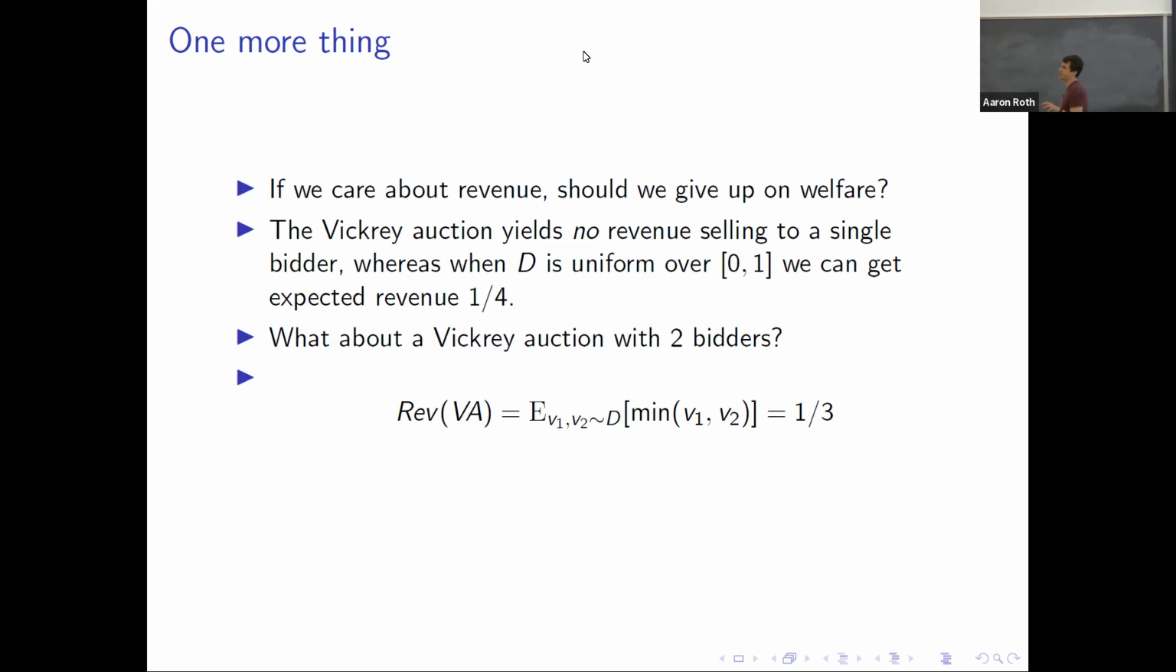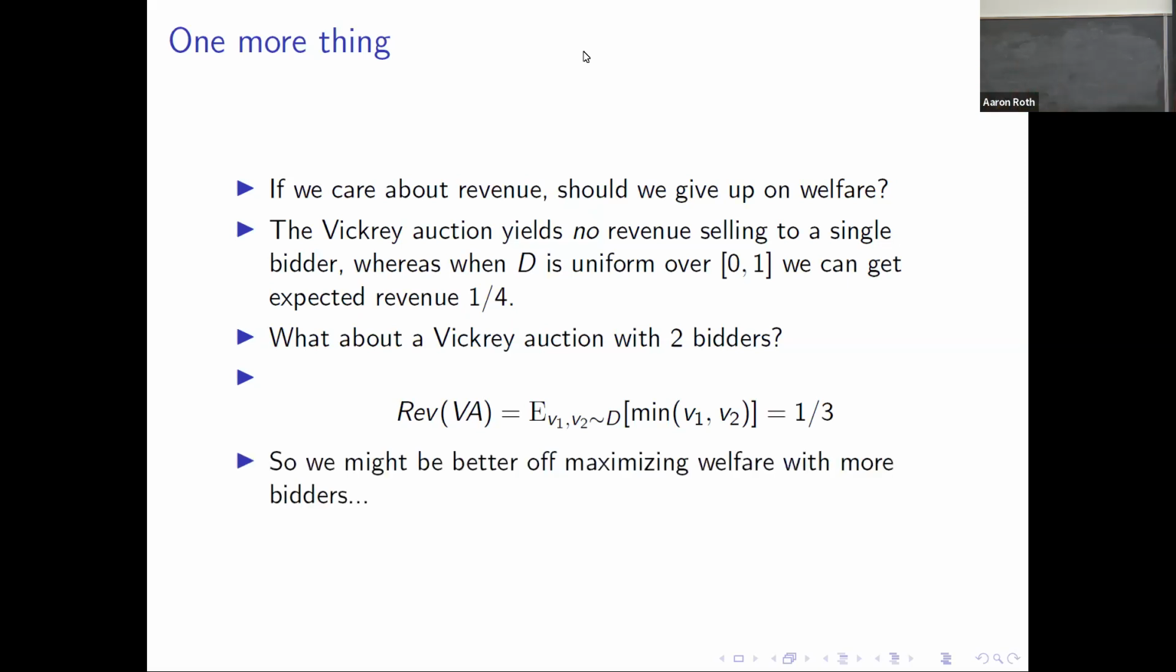If I run the welfare maximizing auction with two bidders, I actually make more money than if I run the revenue optimal auction with one bidder. So if I have to allocate my time to either setting the optimal reserve price or recruiting one more bidder to join my auction, then even from the perspective of revenue, I'm better off using my efforts to recruit one more bidder.